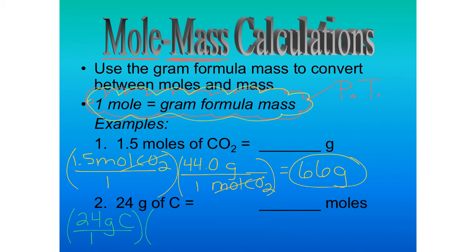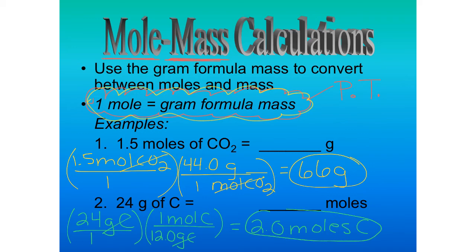Okay, second conversion, we are given 24 grams of carbon, and we have to figure out how many moles that correlates to. So grams have to go in the denominator so that they cancel. Your conversion is 1 mole of our substance is equal to its mass in grams off of the periodic table. So for carbon, that would be 12. Now we will be dividing. So we have 24 divided by 12, which will obviously give us 2 moles. Again, our answer makes sense because 1 mole of carbon is equal to 12 grams, so 24 grams would be 2 moles.